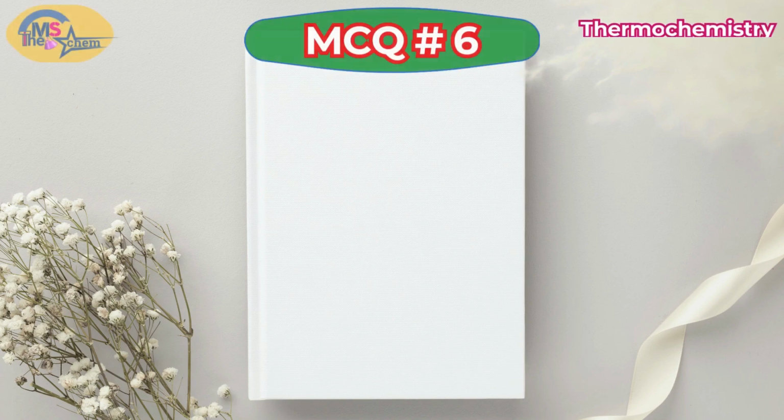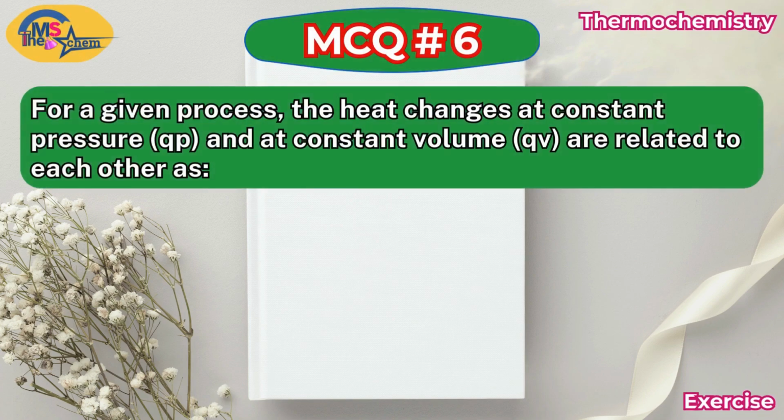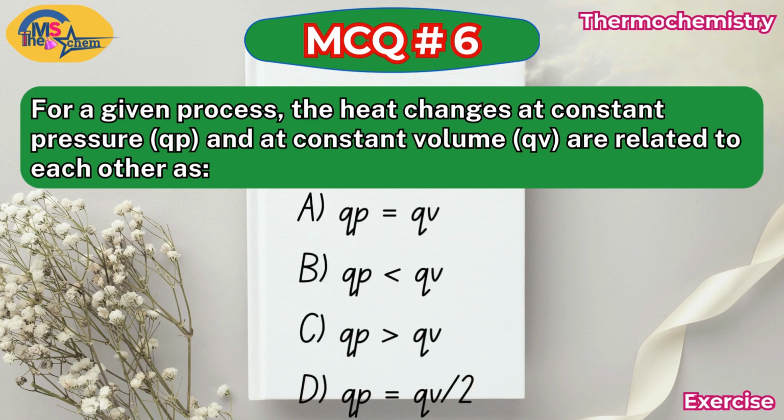And now question 6 is, for a given process the heat changes at constant pressure, that is QP, and at constant volume, that is QV, are related to each other. And here are the four options. Option A is QP is equal to QV, and option B is QP is less than QV, and option C is QP is greater than QV, and option D is QP is equal to QV over 2.